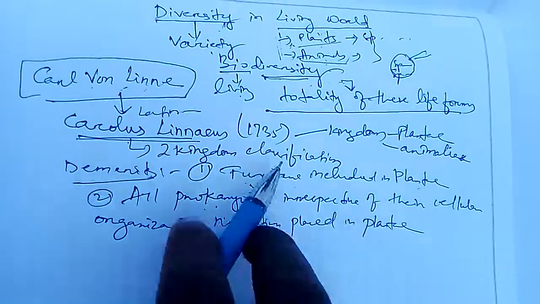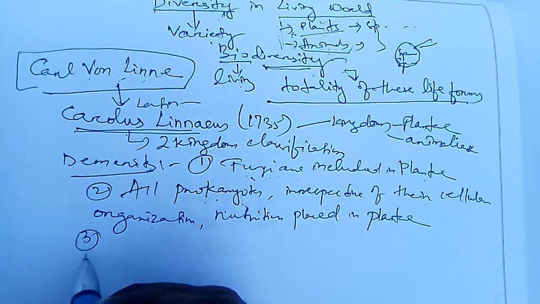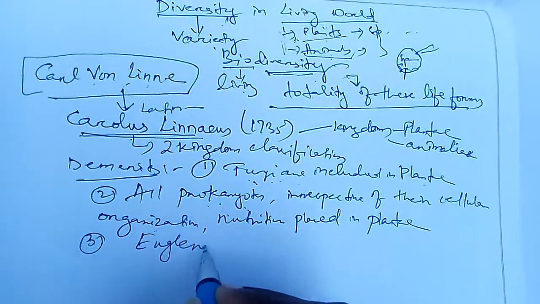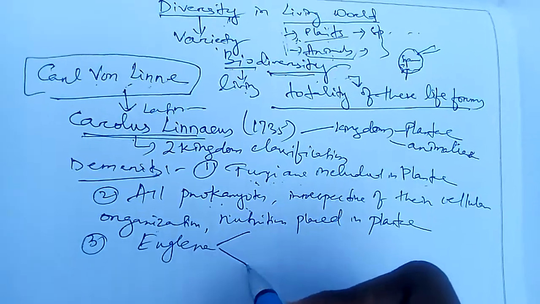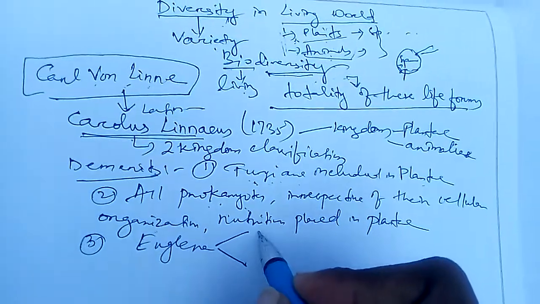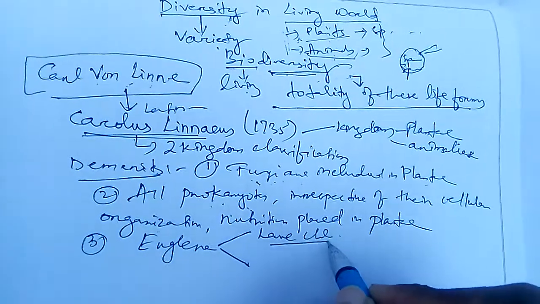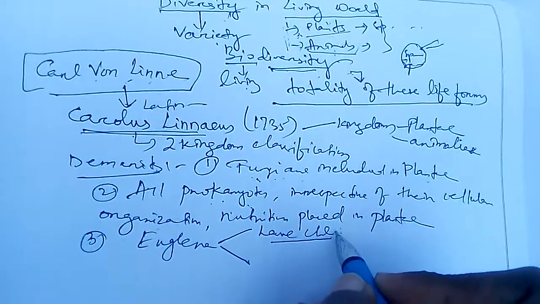Another important demerit of the two kingdom classification was Euglena. Euglena is an organism which has characters of both Plantae and Animalia. It has chlorophyll. So this is a character of plants, because plants have chlorophyll for which they prepare their own food.